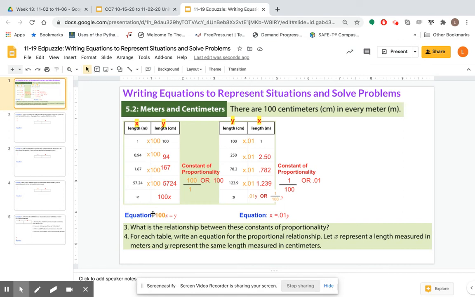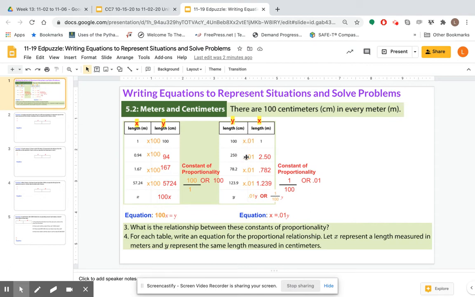But this was the equation for the table when meters were on the left side and centimeters were on the right side. Now, what we did was we took that same table and we reversed the order. So now centimeters are on the left and meters are on the right. It's the same situation, yeah, we used some different numbers. And now our equation is x is equal to 0.01y. In other words, to get the number of meters, you take the centimeters amount and multiply that by 0.01.